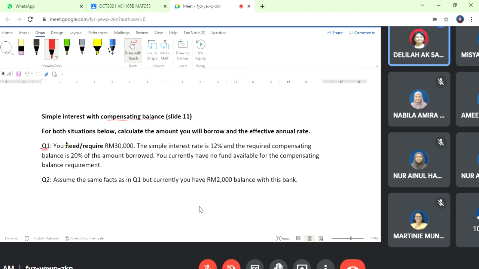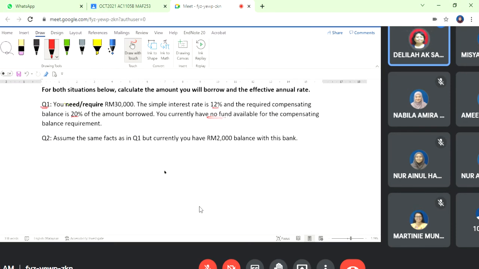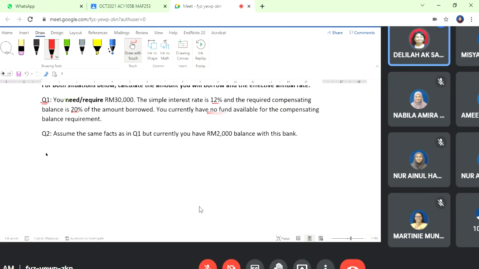You need or require 30,000 ringgit. The interest rate, to keep it simple, we maintain the same, 12%. Compensating balance is 20% of the amount borrowed. You currently have no money in your bank account for any of the compensating balance requirement. So if we look at the first example, question 1.